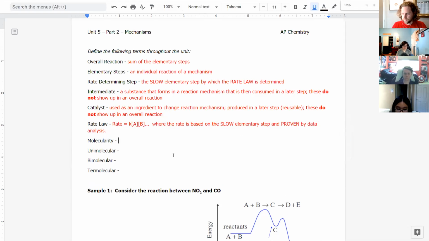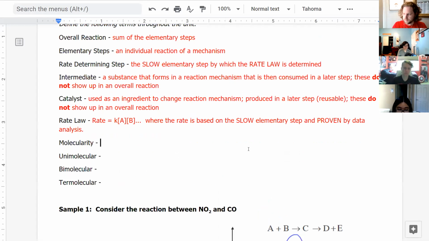I'm going to zoom in a little bit. If you're on your phone and you can't see this, then hopefully that's okay. I'm just going to define the molecularity stuff really quick and try not to be too wordy, and then we'll move on. I'll get you to practice because we're already at 2:25.